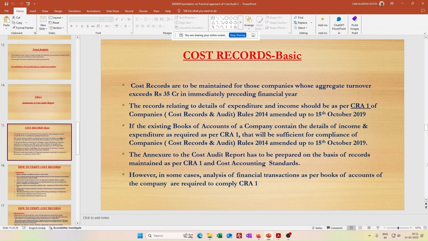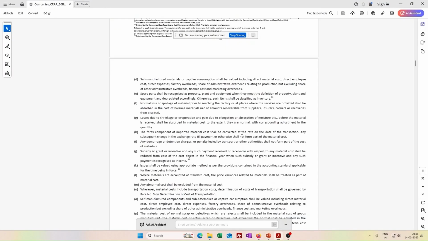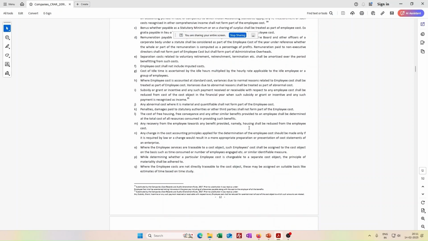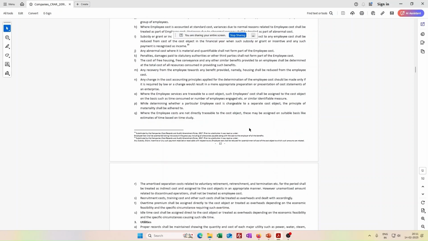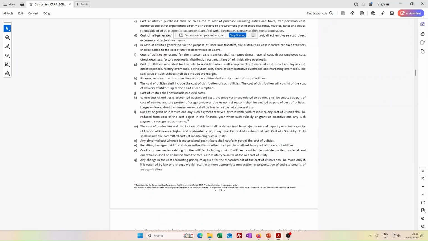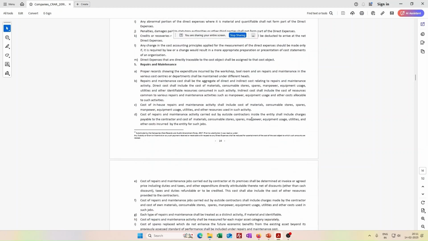Now, we have to go back to CRA 1. I request everybody to open CRA 1, which I circulated in the group yesterday, because otherwise you will not see it here. It is very light, faint printing.